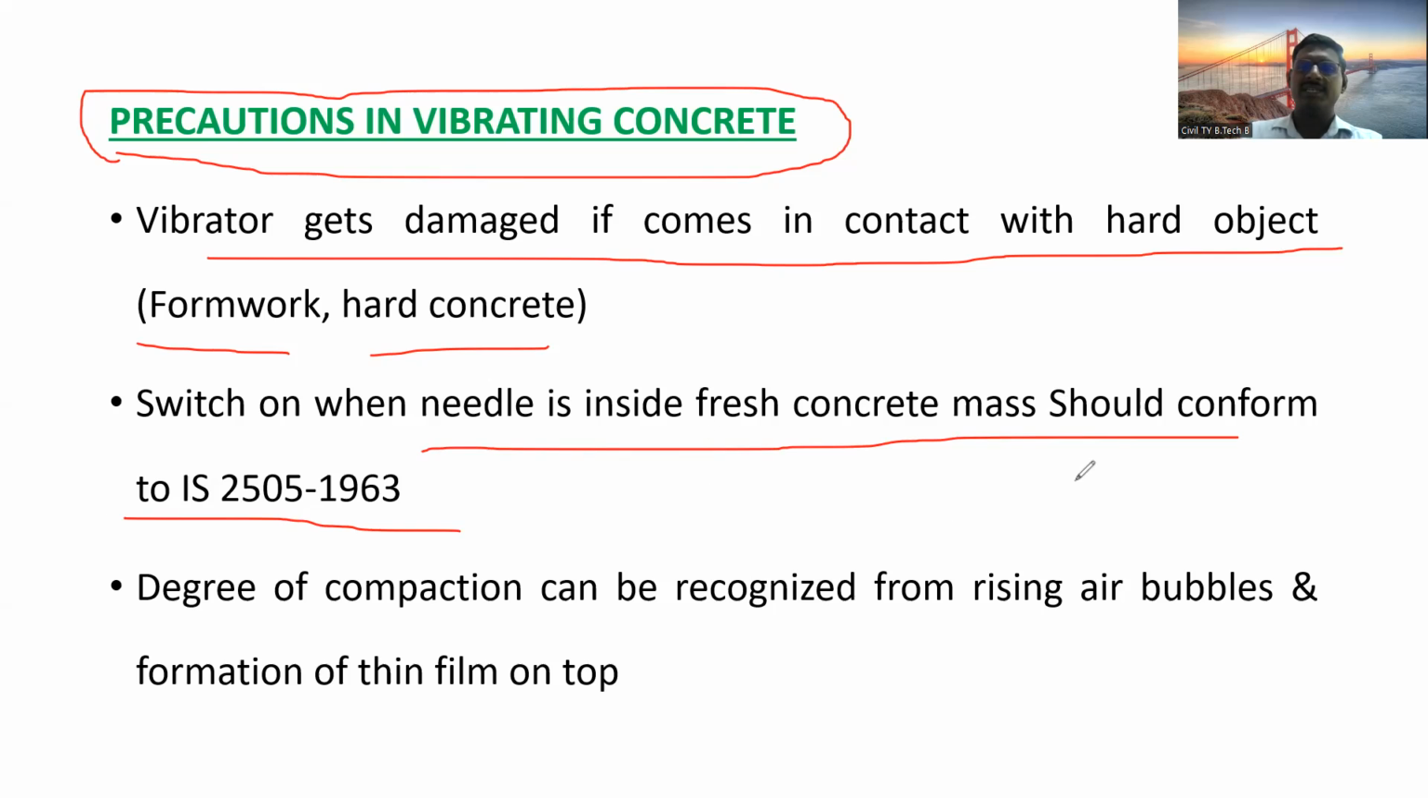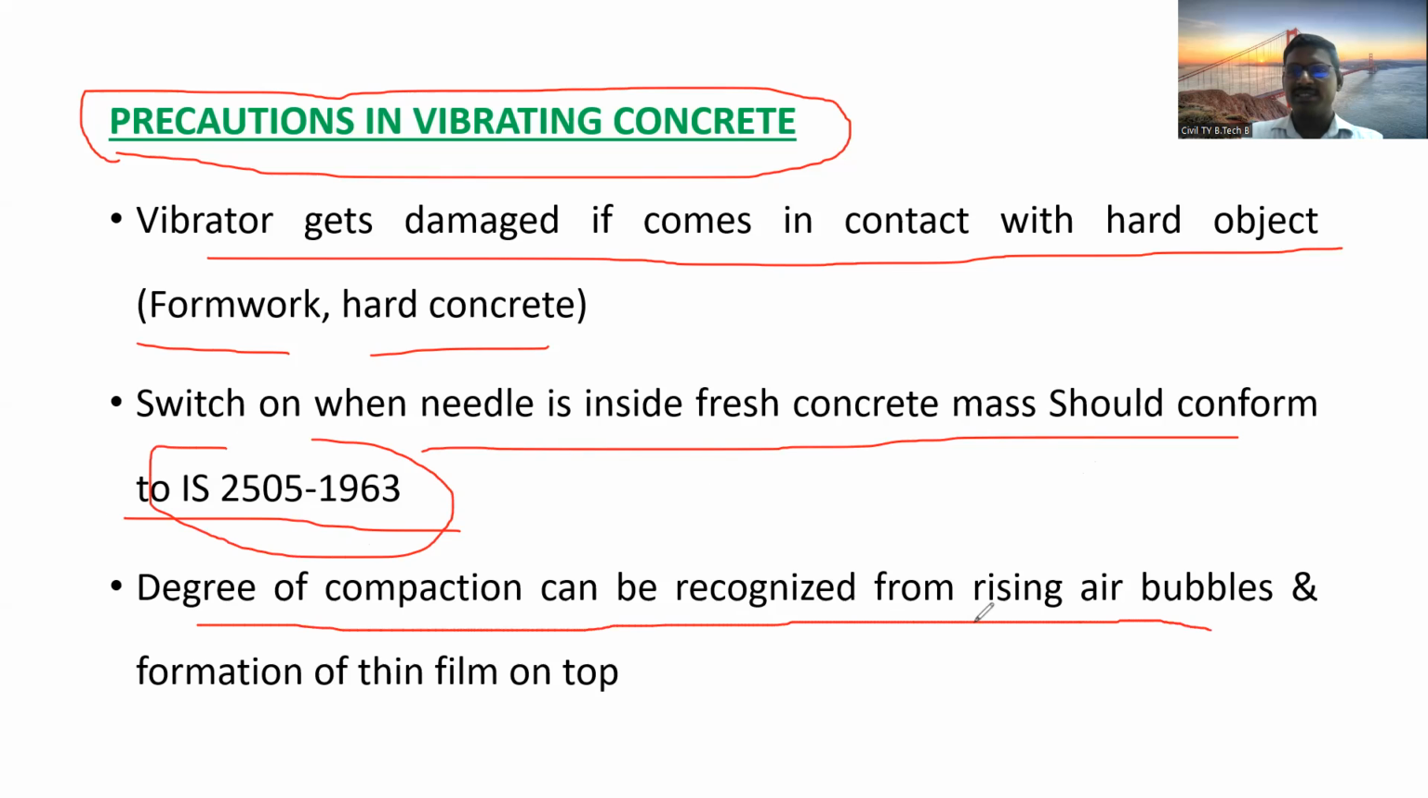So for the fresh concrete mass, you have to conform to the IS, that is, IS 2505/1963. Then the degree of compaction can be recognized from rising air bubbles and the formation of a thin film on the top. If we do the vibrations, the air bubbles can be seen on the surface. So the degree of compaction can be recognized. We also have to notice a few signs to know how much compaction to do. When air bubbles start appearing on your surface, at that time you have to stop.